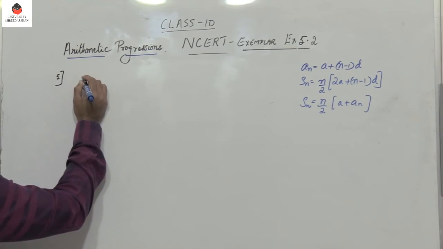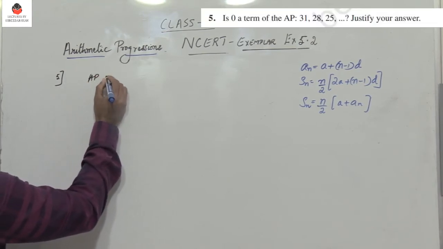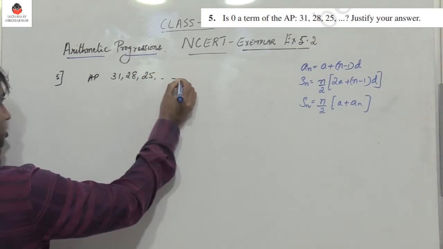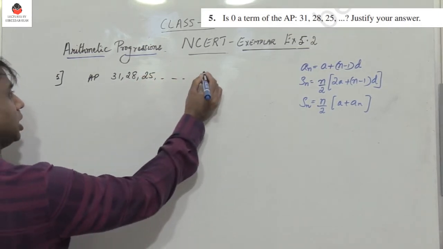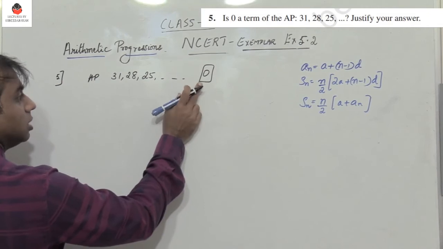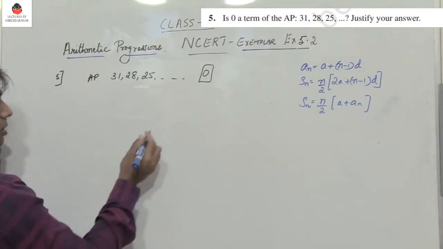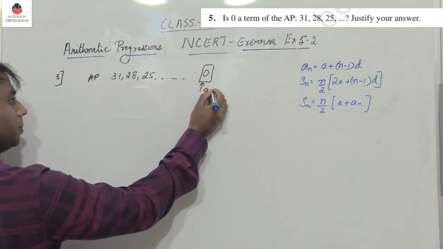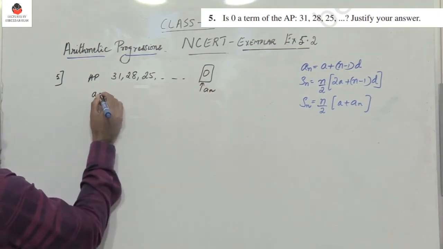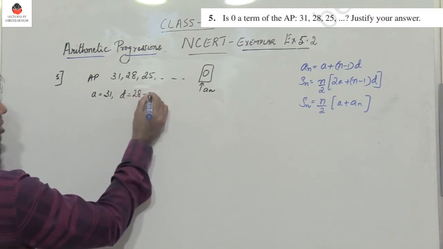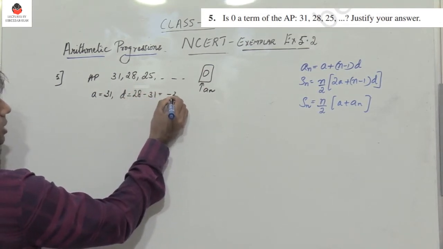Fifth one, is 0 a term of the arithmetic progression 31, 28, 25? Justify your answer. So we need to check if 0 is a term in this arithmetic progression. I don't know the value of n, so let this be an. So a is 31. What is d? d is 28 minus 31, which gives me minus 3.